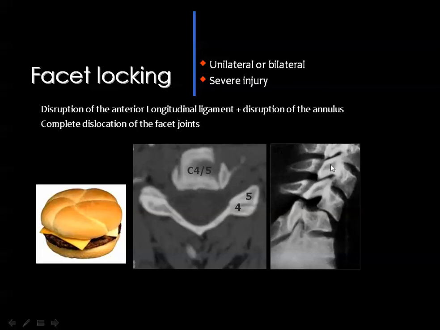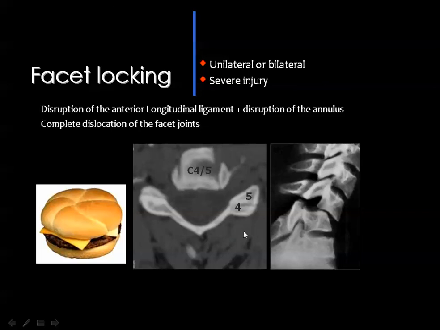The articular facet of the vertebra above is posterior to the articular facet of the vertebra below. But if this vertebra has been displaced anteriorly, then the articular facet has the chance to flip anterior to the inferior facet, and at that time we call this facet locking, where instead of being posterior, it will become anterior to the facet of the lower vertebra.